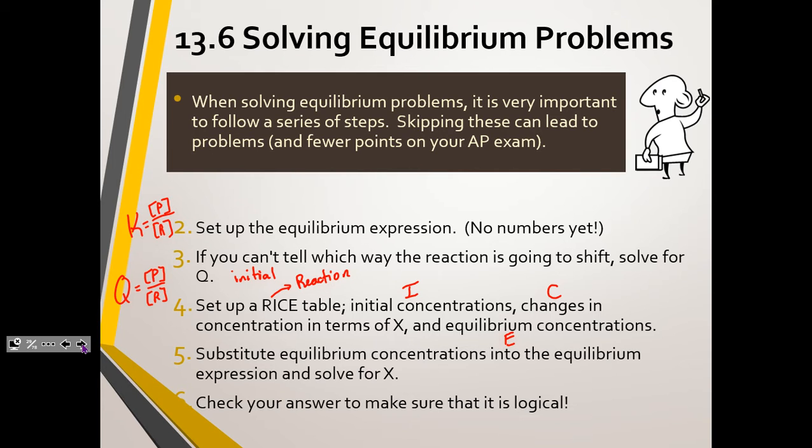Step 5, substitute equilibrium concentrations into the equilibrium expression, and then we're going to solve for X. Sometimes X will be given in the problem. Sometimes we are solving for the constant, and sometimes we have to find the change. And then number 6, check your answer to make sure that it is logical. If we are shifting to products, we should see an increase in the amount of products. If we're shifting to the reactants, we should see a shift in the amount of reactants.